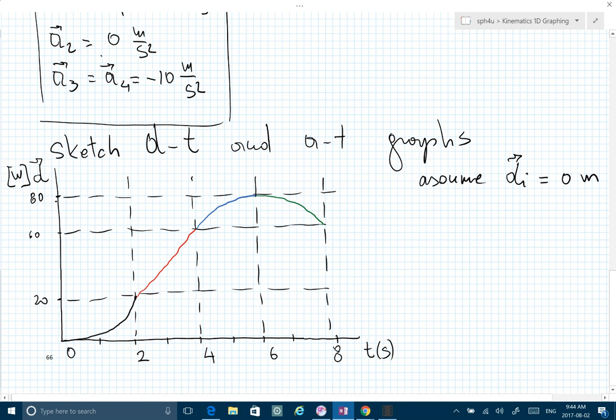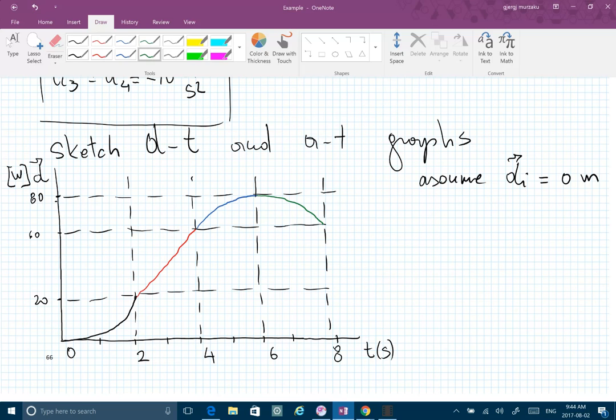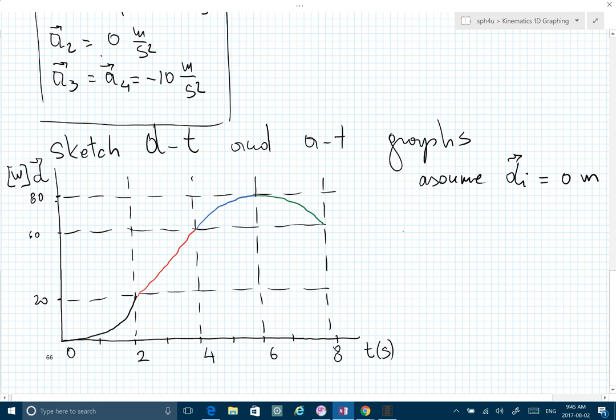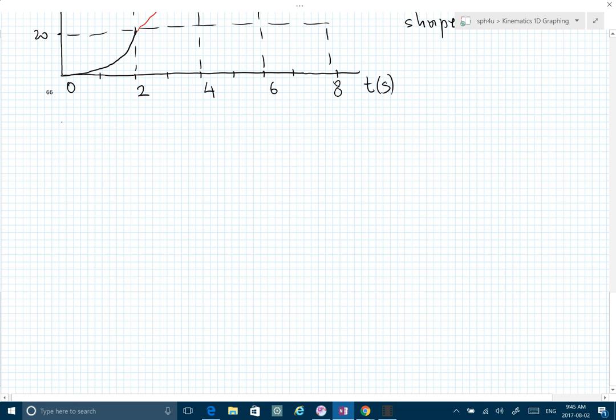This is what I mean by sketching. What is important for a sketch are the key points and shape of the graph. All right. And if you've done them, then this is good for getting 100% on your test.